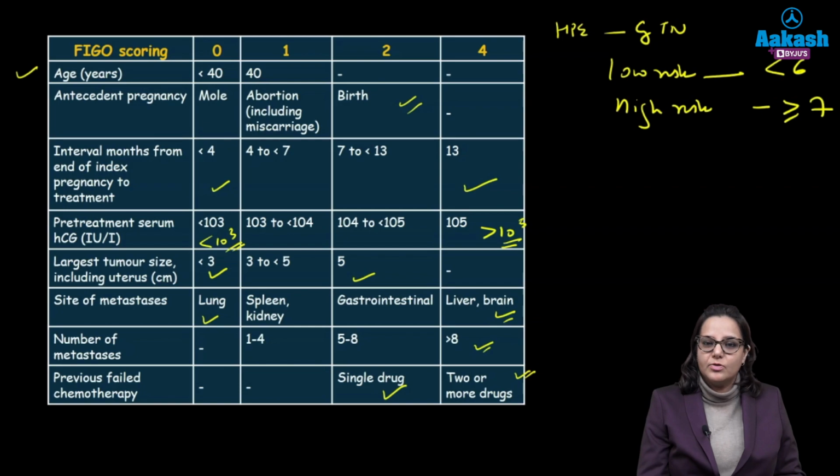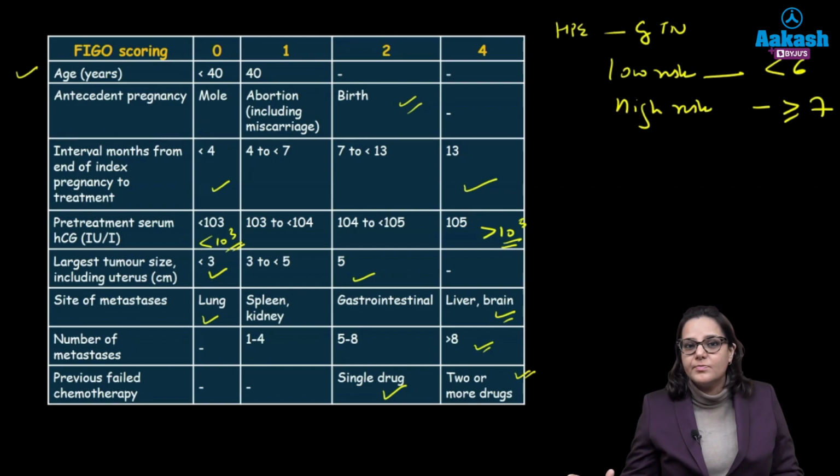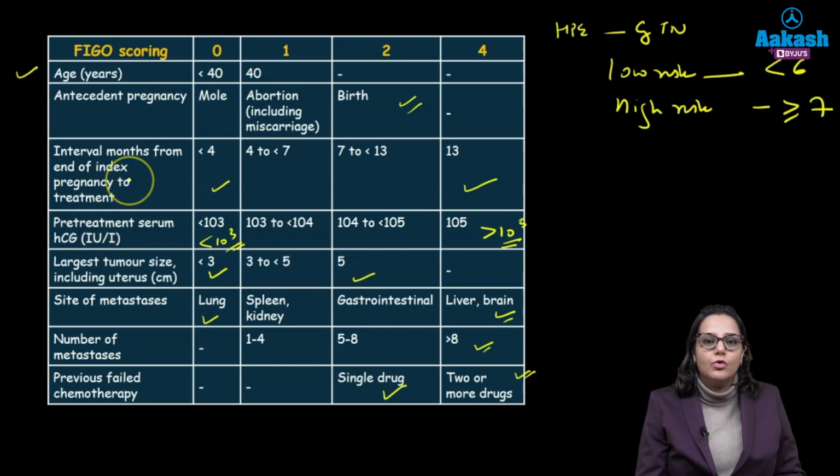So again, age more than 40 years, definitely the patient will be at higher risk. If it was a live birth, if there was no risk factor before that, it's a live birth, now it has been detected as GTN, again the risk will be higher. The more you delay treatment, the risk is going to be higher, right? Pre-treatment beta HCG, we all know that the higher the beta HCG, the risk is going to be higher. Okay, and previously failed chemotherapy. These are the things which you might need to remember.